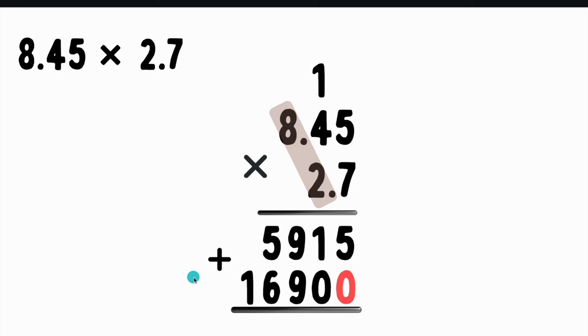Now we can add the partial products. 5 plus 0 is 5. 1 plus 0 is 1. 9 plus 9 is 18. Regroup the 1 and bring down the 8. 6 and 6 is 12. And 1 plus 1 is 2.